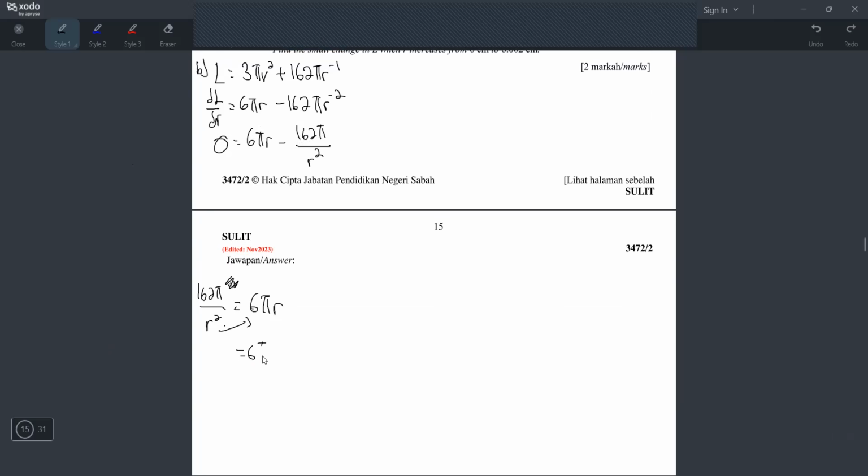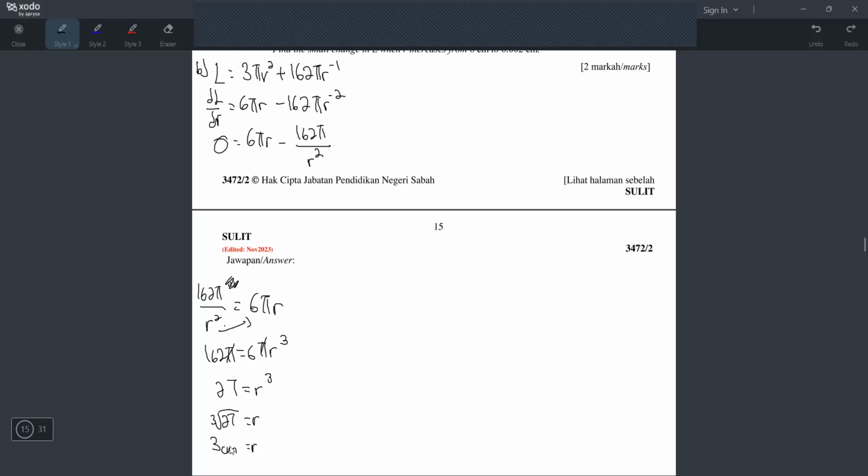Okay, and then now you can move the r square. So it becomes 6 pi r power 3 equals to 162 pi. Okay, the pi and pi can cut. Why can cut? Because when you move, the pi becomes divide by pi, and then pi and pi cut already. Now you are left with r power 3 equals to 162 divided by 6. You can press calculator. Okay, the calculator gives me 27. And then now you can find your r is cube root 27. So your r is 3 cm, right?